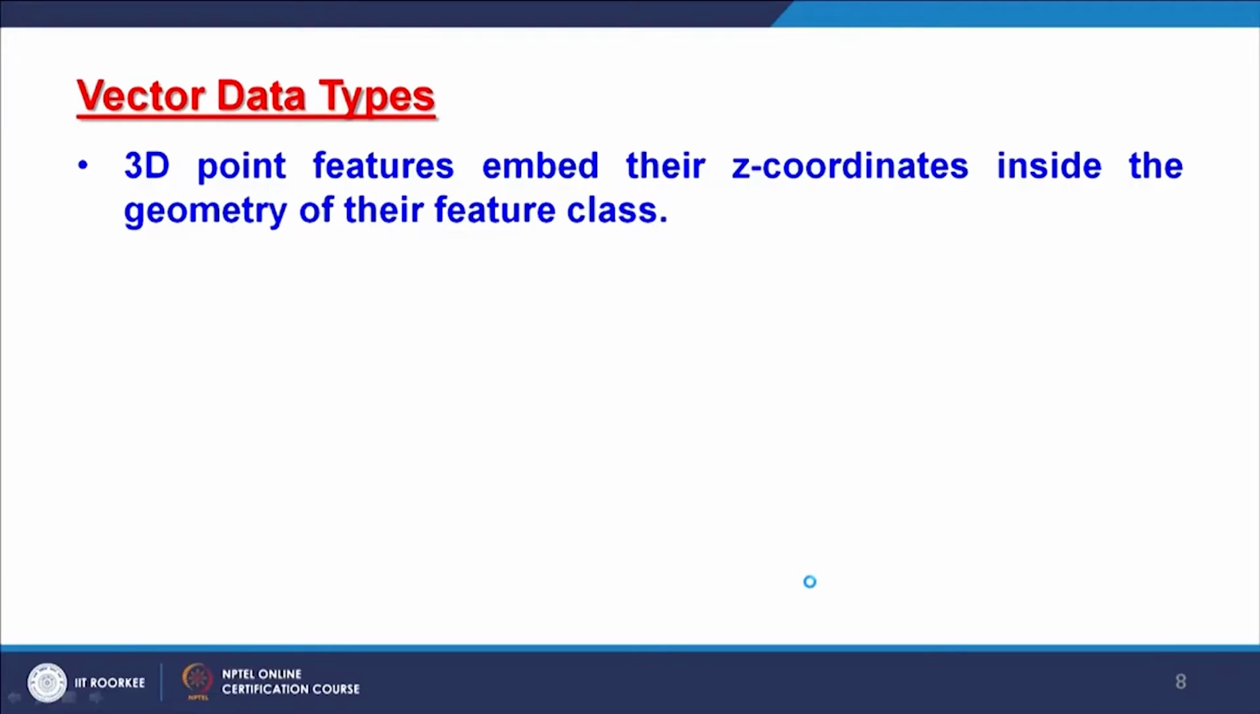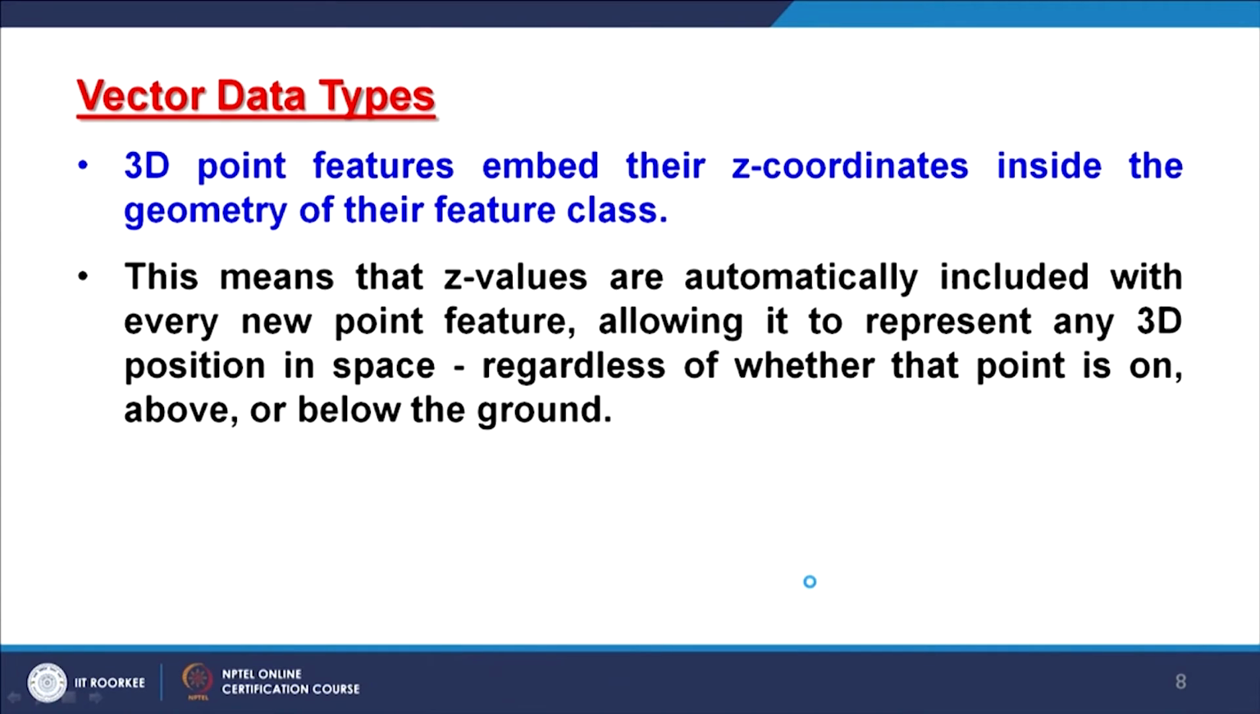Now 3D point features, as I have mentioned, basically store z inside the geometry of their feature class, and this means that z values are automatically included with every new point feature. This third dimension value, or z value, can also come automatically if we have in the background, say, a digital elevation model or an elevation surface. So whenever we pick or click a point, a z value can automatically be taken from the background elevation surface and stored against that point in an attribute table.